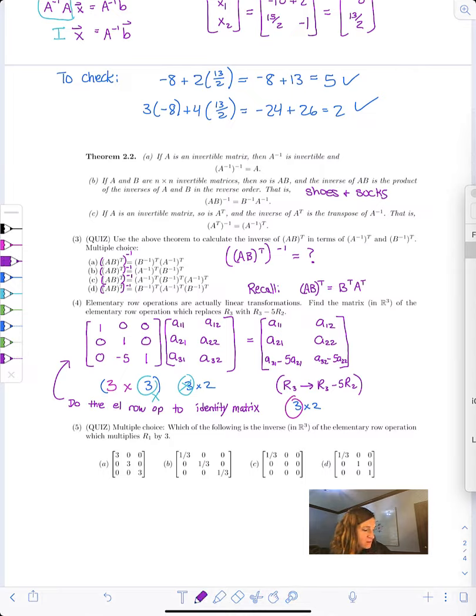Your second quiz question, I recommend first figuring out the elementary row operation that multiplies row 1 by 3, but really we want, since we're undoing it, the inverse, we want to divide row 1 by 3. Or another way to think about that is multiply row 1 by 1/3. So you're looking for what operation does that.